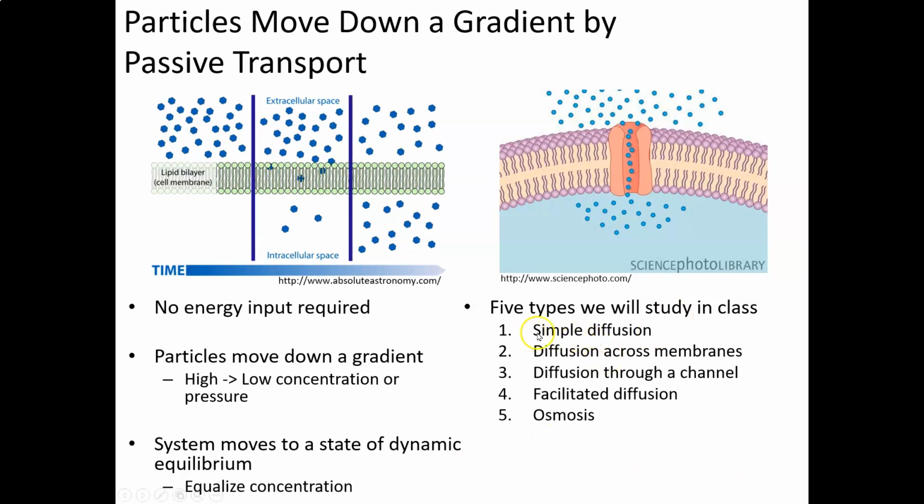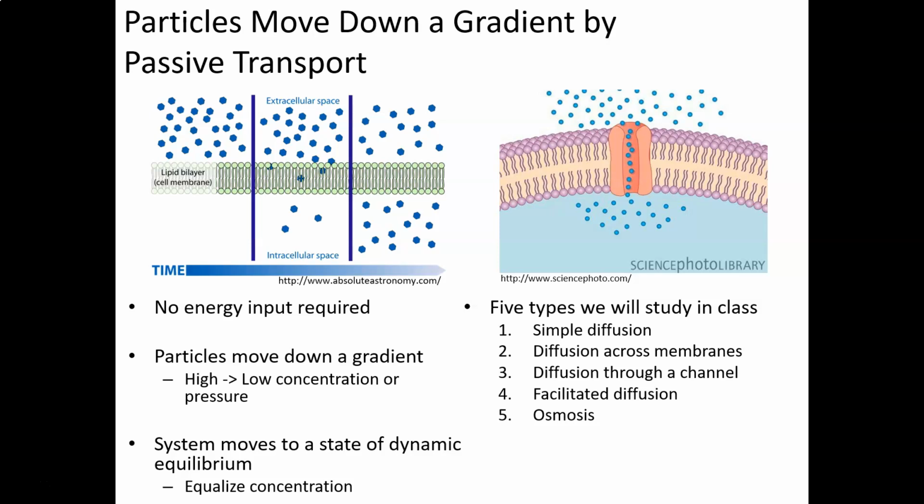Simple diffusion, which isn't even moving across a membrane, to be honest. Simple diffusion could happen in a cup of water. If you take a cup of water and put a drop of food coloring in and let it sit there, eventually the food coloring will go from just that little spot where you put it in to being distributed throughout the water. That would be simple diffusion.